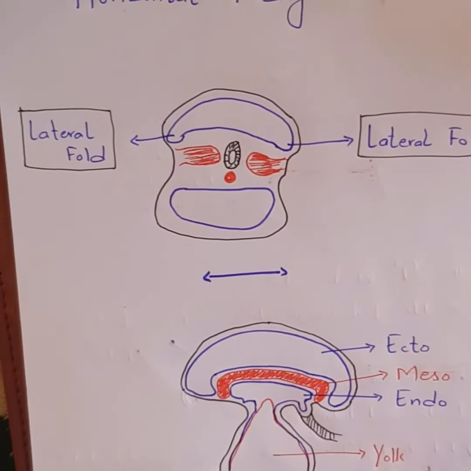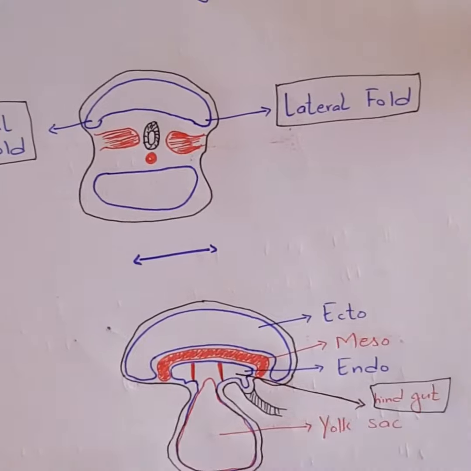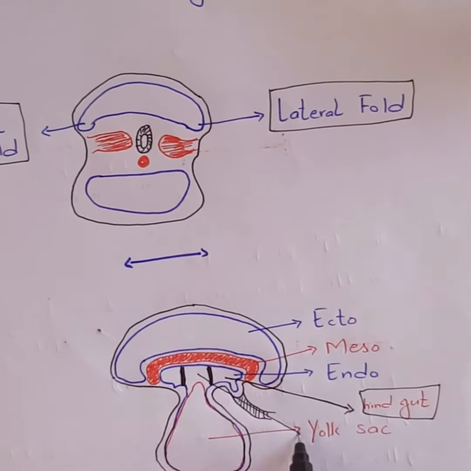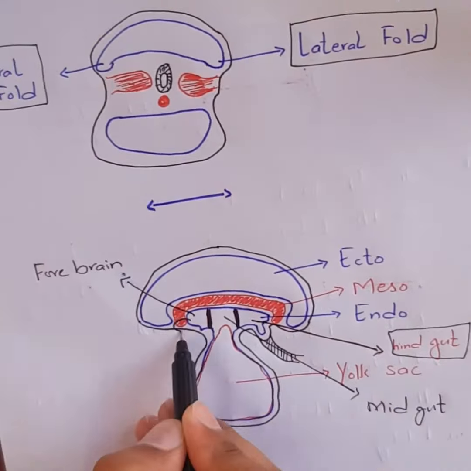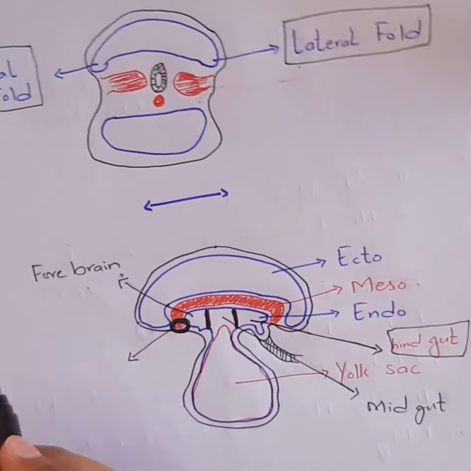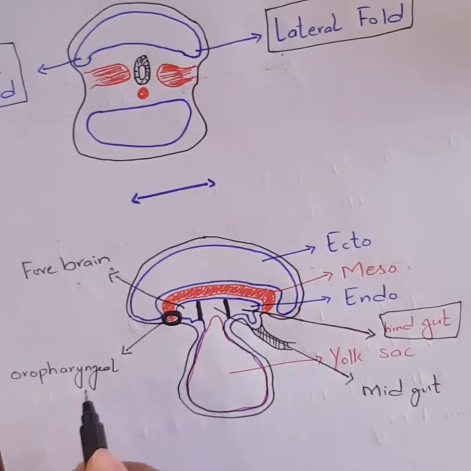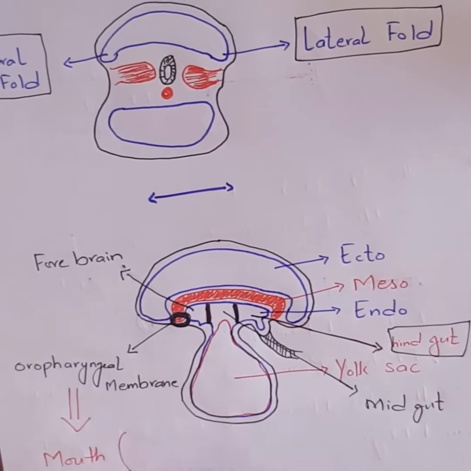yolk sac to create the primitive gut tube, which later differentiates into three parts: the hindgut, the midgut, and the foregut. The foregut is temporarily closed by the oropharyngeal membrane, which ruptures at the end of the fourth week to form the mouth.